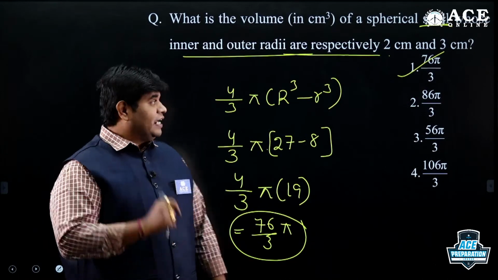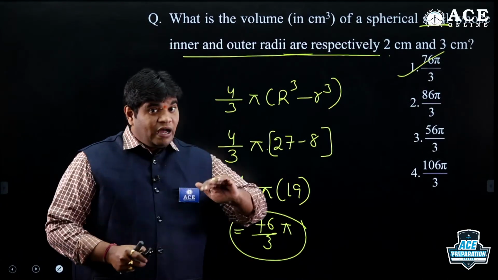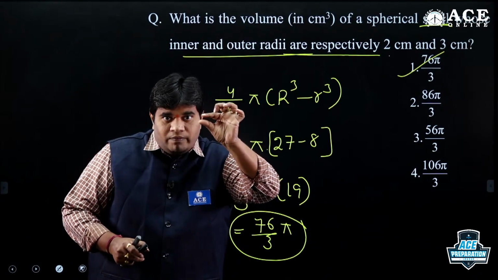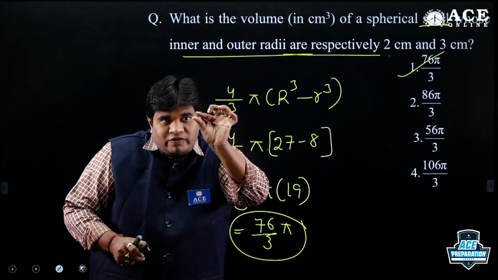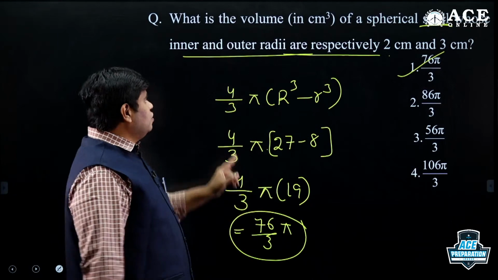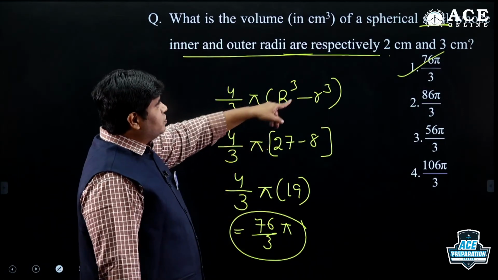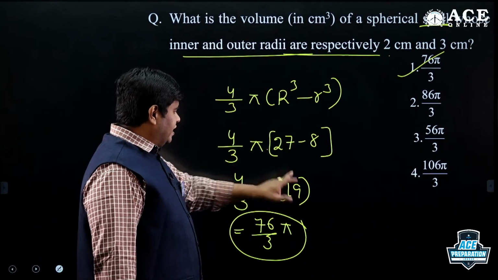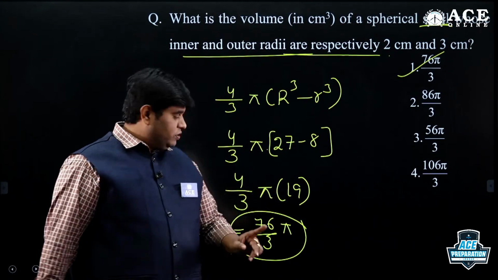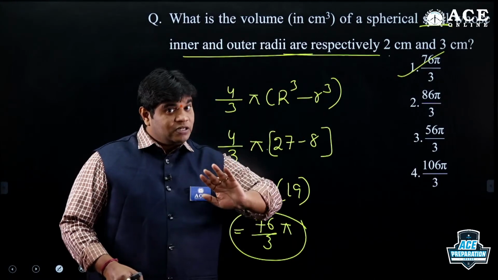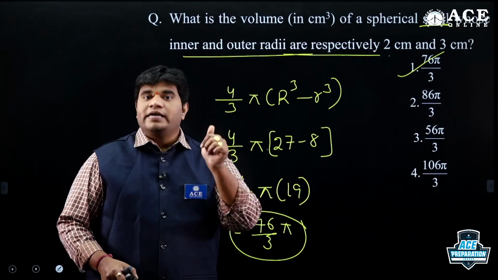Okay, this type of concept. Inner and outer, the middle maintains the volume. So the volume of the shell means 4/3 pi (R cubed minus r cubed). Big R is 3, cube 27, minus 8, that is 19. So 4 times 19 is 76, 76/3 into pi. So this type of concept. Concentrate on the concept, not the number and example.